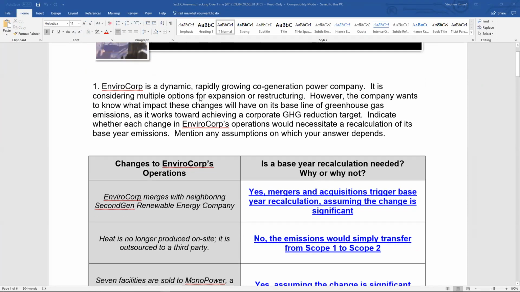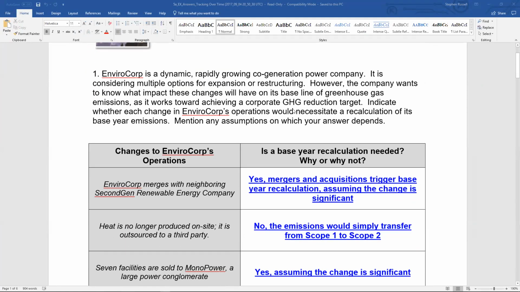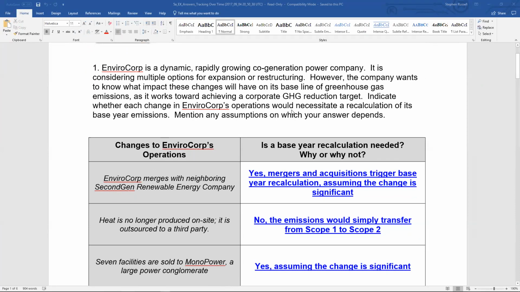Okay, let's look at the answers to question 1. In the first case, Enviro Corp merges with a neighboring second-gen renewable energy company. And here, is recalculation needed? Yes, and the answer is because mergers and acquisitions trigger base year recalculations, provided the change is significant and met the significance threshold, and that in this case, the renewable energy company existed in the base year of EnviroCorp.